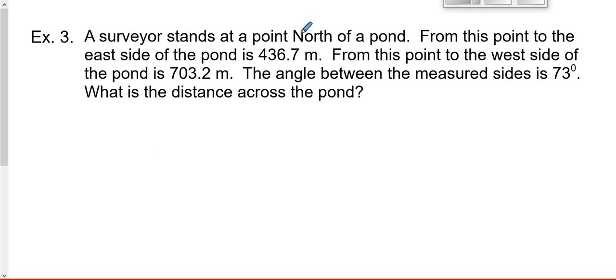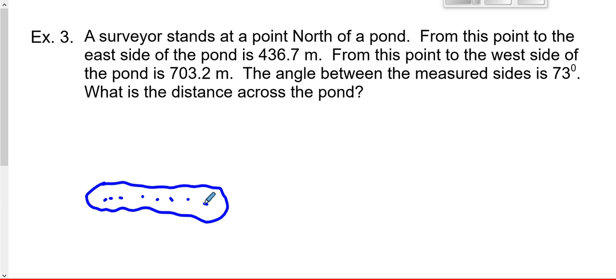A surveyor stands at a point north of a pond. So let's say we have a pond here. If you want, you can call that A, doesn't matter. I'll just use S to represent the surveyor. From this point to the east side of the pond, let's call this E if you want.